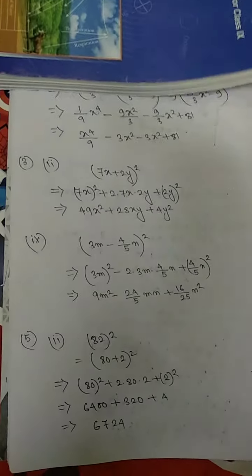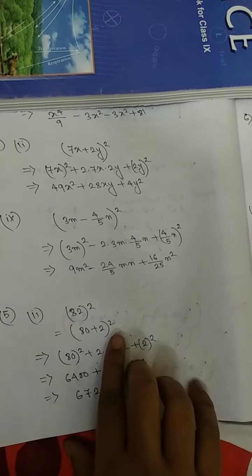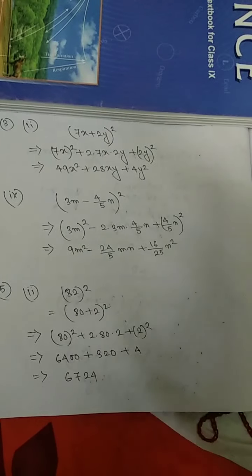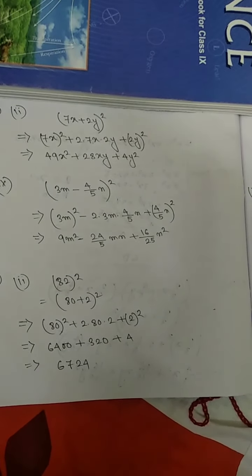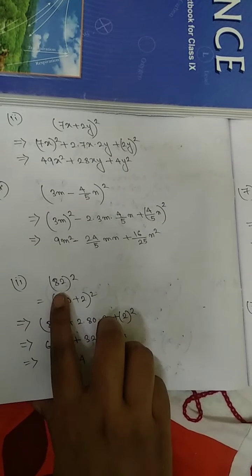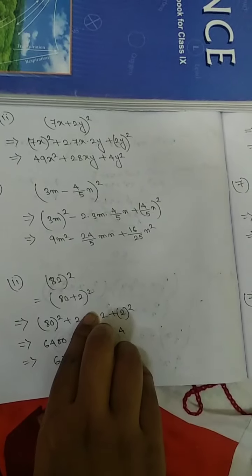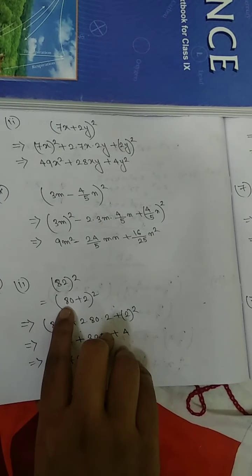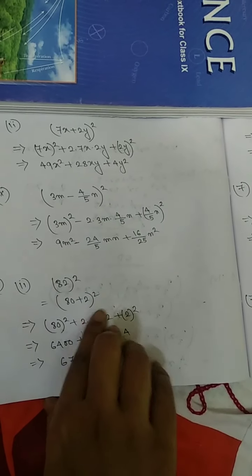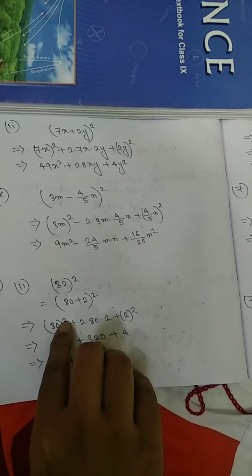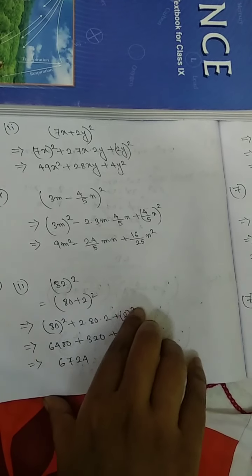Now let's see sum number 5-2: 82 whole square. Here also we use the (a + b) whole square formula. But how? You can write down 82 as 80 plus 2. So if you let 80 as a and 2 as b, then the formula will be (a + b) whole square. So 80 whole square plus 2 into 80 into 2 plus 2 whole square.